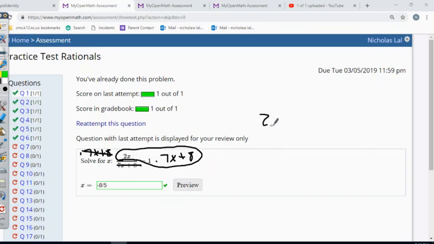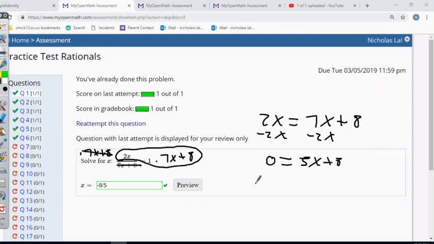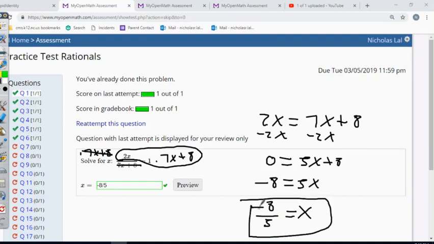So I have 2x equals 7x plus 8. I subtract 2x from each side. 0 is equal to 5x plus 8. Negative 8 is equal to 5x. Negative 8 fifths is equal to x. And that is our solution. Question 2.